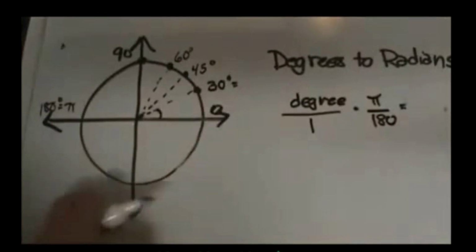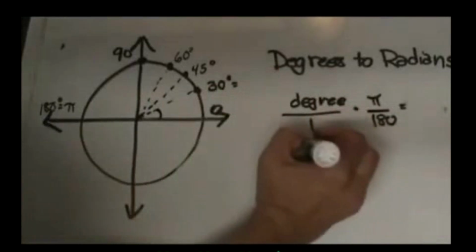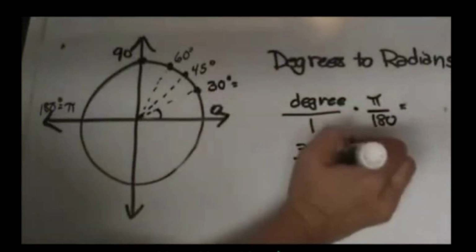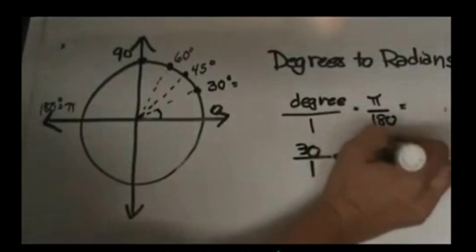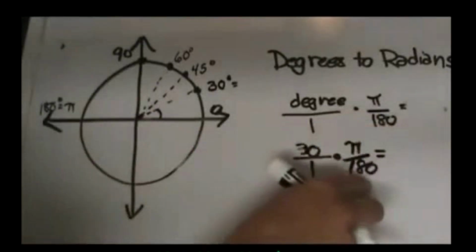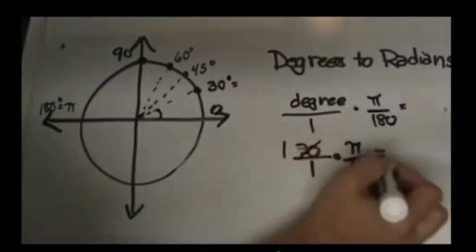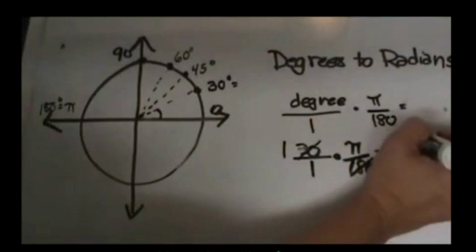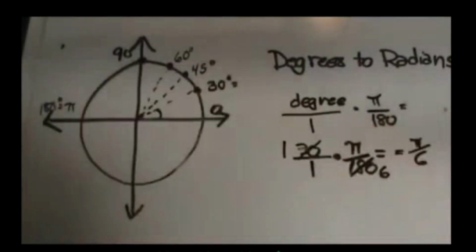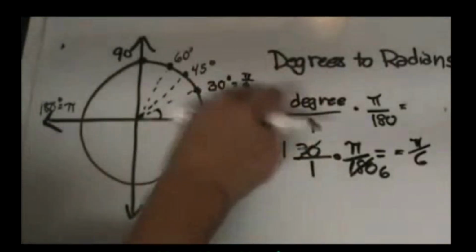Okay, so let's look at an example. Here's a 30-degree angle. We're going to switch that to radians. I'm going to take 30 over 1 times pi over 180. Okay, I can now reduce this. I can do a cross reduction. 30 goes into itself once, and 30 goes into 180 6 times. So I'm left with pi over 6, and that is the value of 30 degrees in radians.